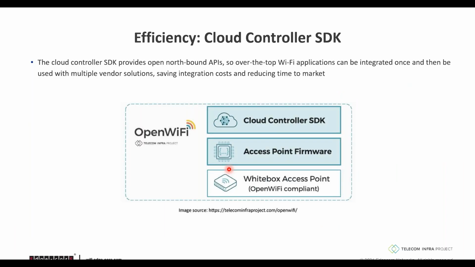So now for the efficiency of the cloud control SDK. The cloud control SDK provides, as I mentioned, an open northbound API. So over the top, the Wi-Fi applications can be integrated just once, then be used with multiple vendor solutions. So it can save integration cost and reduce the time to market. The Edgecore TIP OpenWiFi access point provides the cloud control SDK to build cloud native Wi-Fi controller software for the service provider or for the enterprise.